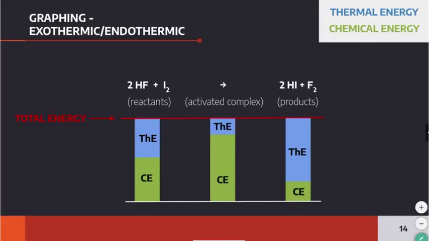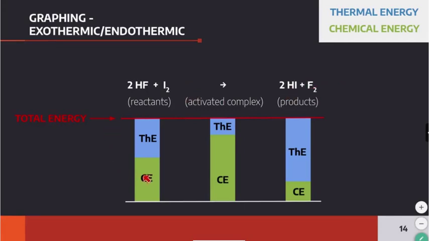All right, so one possible way of writing this is to, just as we did before, write out the reactants, activated complex, and products. We're going to put the 2HF plus the I2 above reactants, and the 2HI plus F2 above the products. We didn't talk about that before, but that's a good way to show what the reactants are and what the products are.